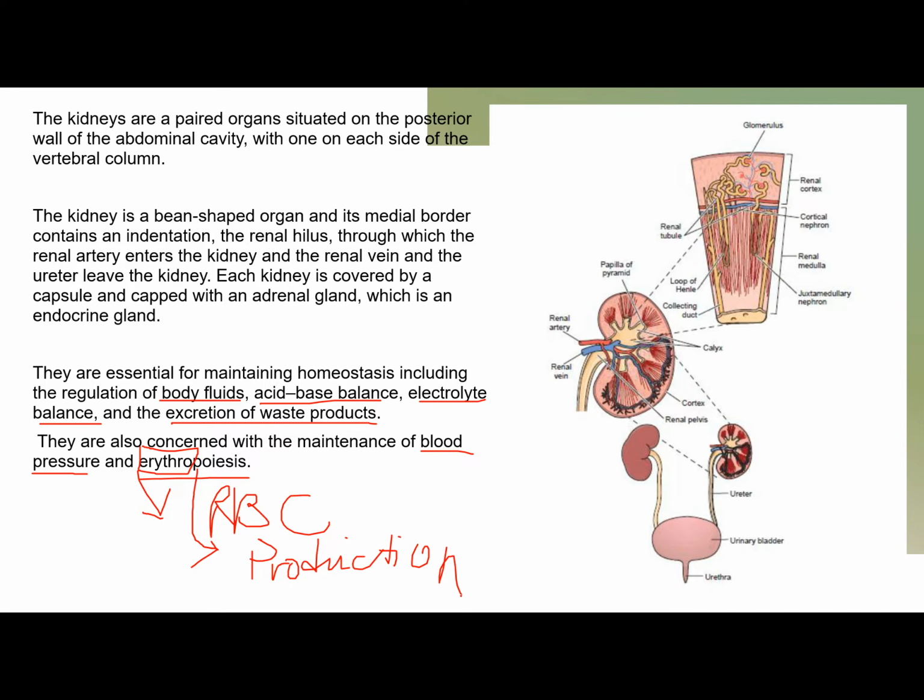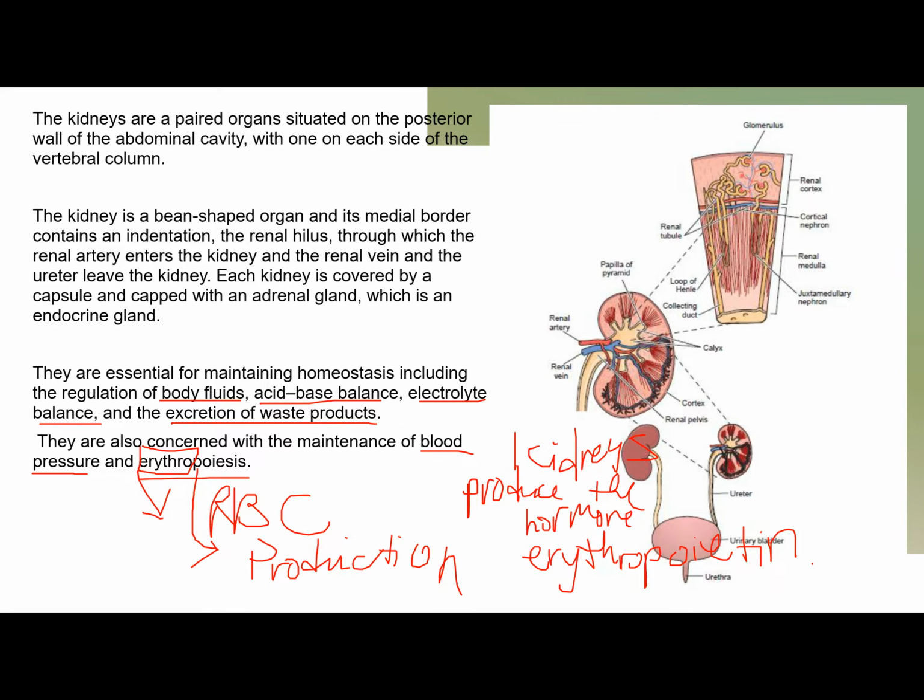The reason why your kidneys are involved in erythropoiesis or RBC production is because, class, the kidneys, kindly write this down, would produce the hormone erythropoietin, which is also responsible for RBC production. So that's the reason why it is involved in erythropoiesis. Your kidney would produce the hormone erythropoietin, which is responsible for RBC production.